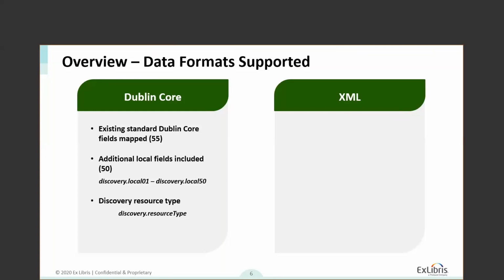There's also a way to map the discovery resource type, because a lot of the type will come in the Dublin Core record in the DC:type field, and it might contain resource types that are more specific than the ones that are allowable in Primo V. So, for example, you might have a DC type where the material type is poster or something like that in your source record, but that's not an allowable resource type in Primo V.